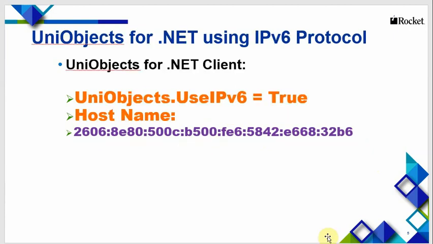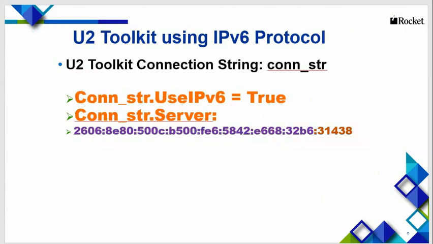The next will be UO.NET. In UO.NET, they have a UniObject property. You need to specify IPv6 equal to, so you can put a host name like this to recognize your IPv6 address. Next will be U2 Toolkit. It is also a .NET application, so it has a property setting in the connection string. It will be use IPv6 equal to.